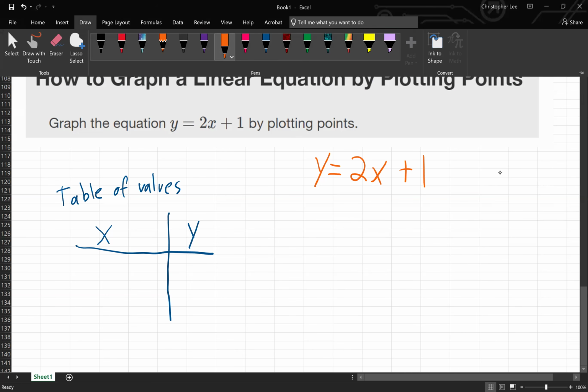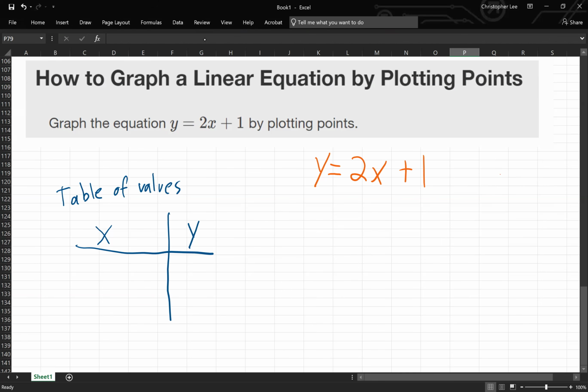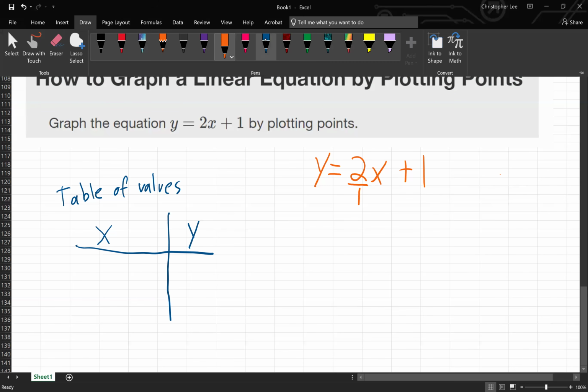Real quick though, if I have a whole number and I want to turn it into a fraction, how can I do that? Over 1. So I'm going to put this 2 over 1. I don't care about the b term over there. So here are my favorite points to find, and this is true for every linear equation.